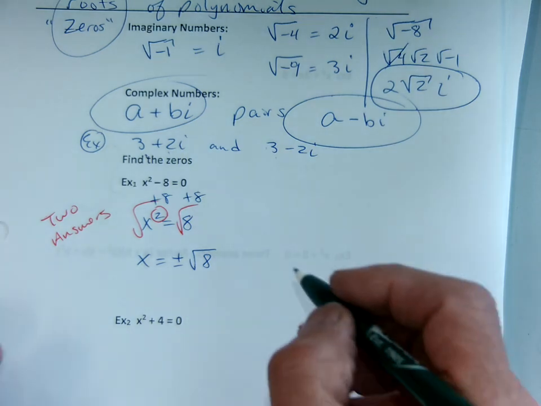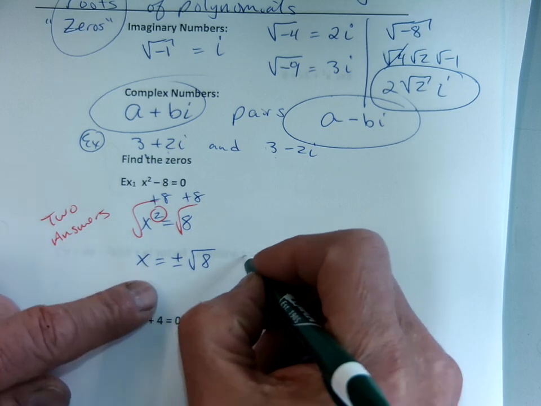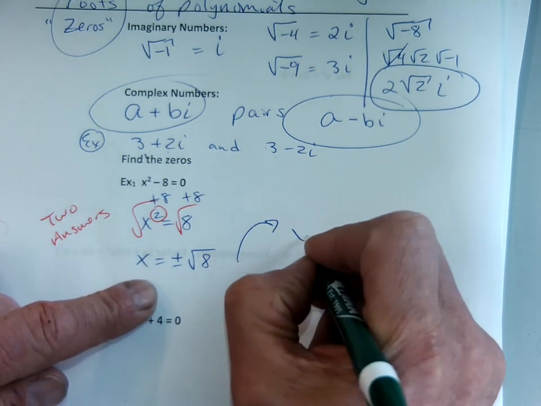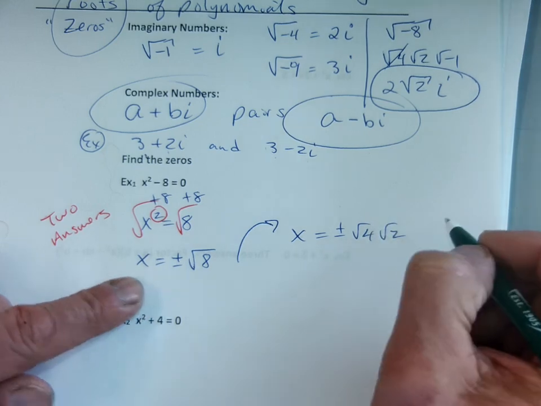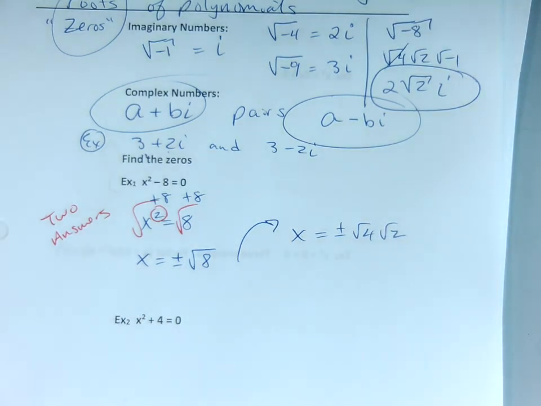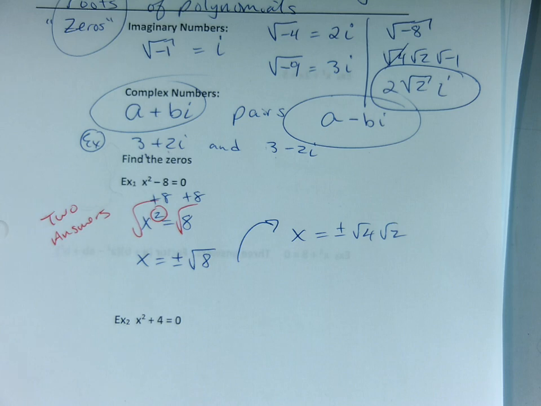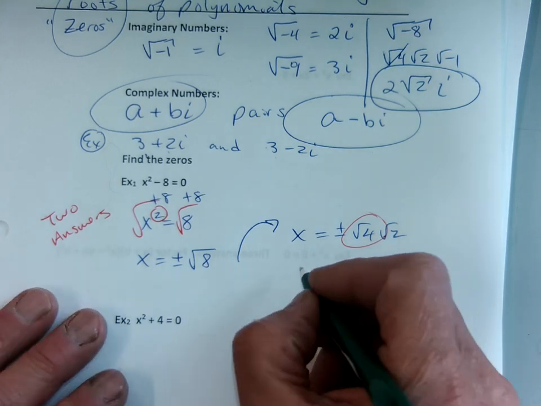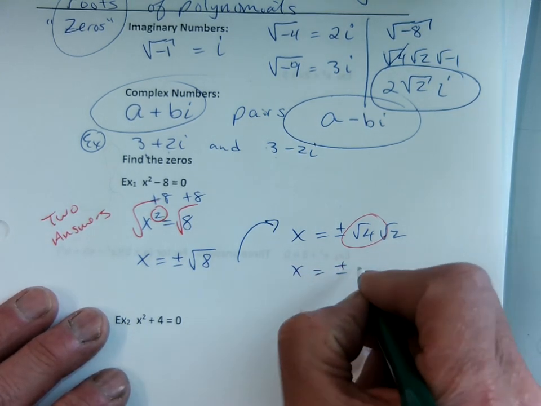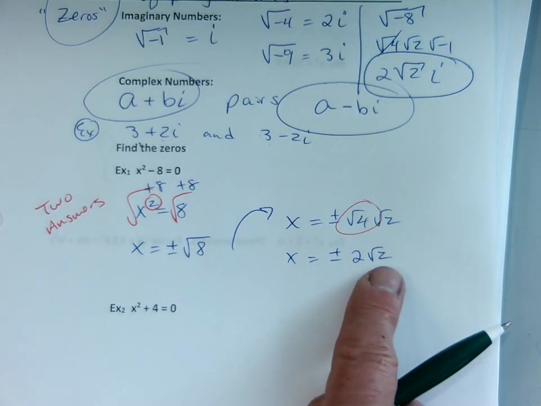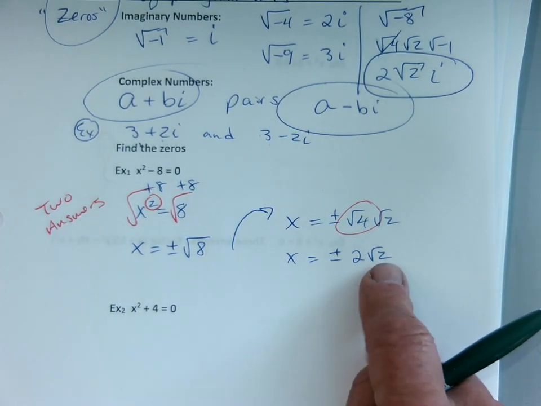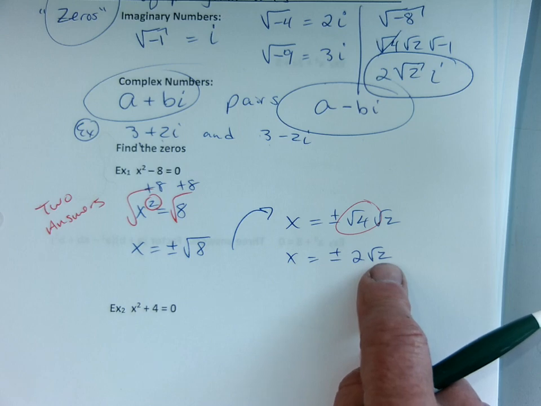Now, I'm going to go ahead and break this down a little bit. You don't have to, but I would like you to try and do this. Plus or minus the square root of 4, square root of 2, because 4 times 2 is 8. And 4 is a perfect square, so I can take the square root of 4. x is equal to plus or minus 2 square root of 2. Okay? That's a real number. There's no i's. That is 2 real numbers.